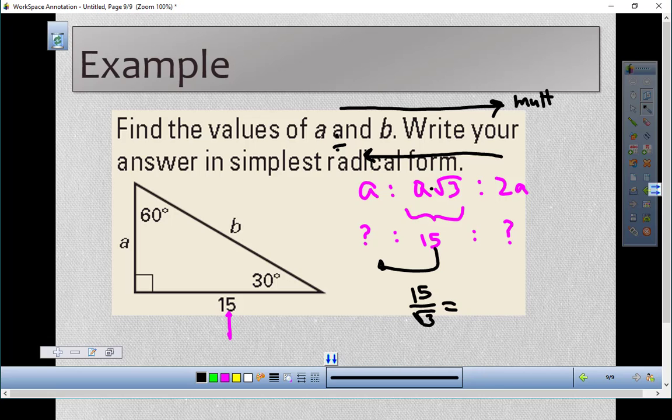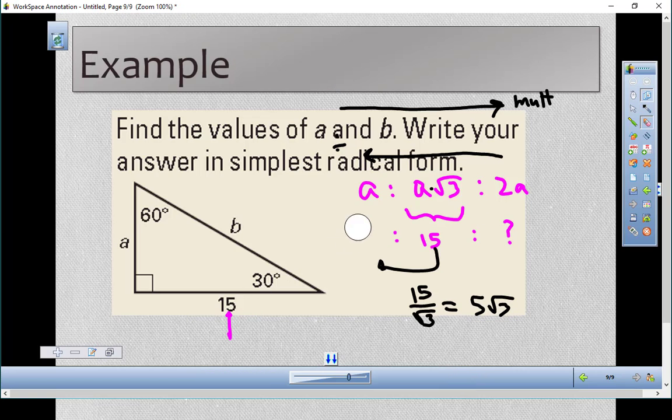So, square root of 15 divided by the square root of 3. If you do this in your calculator, you get 5 square root of 3. So this one is 5 square root 3.